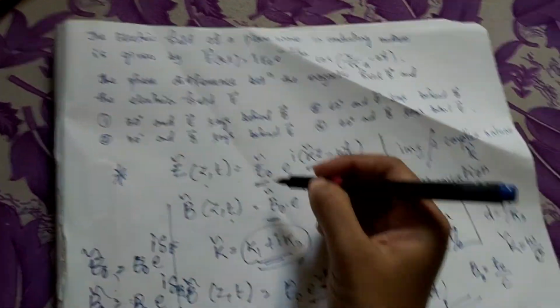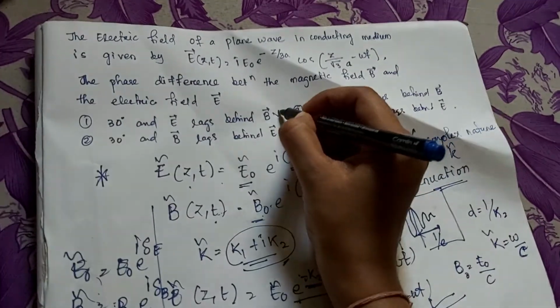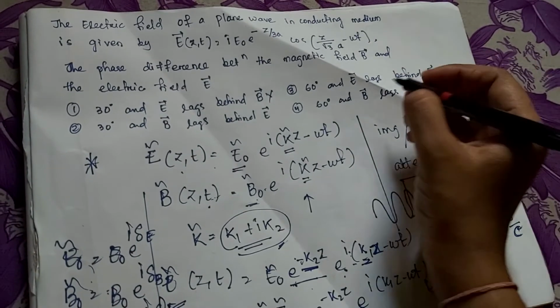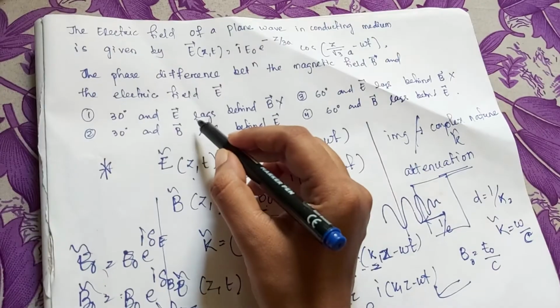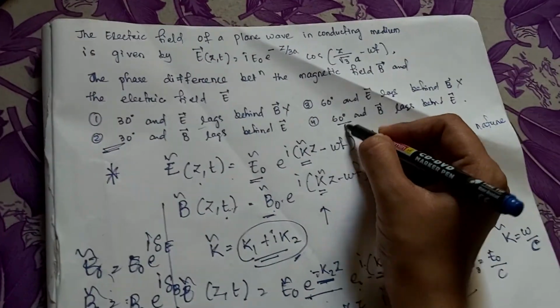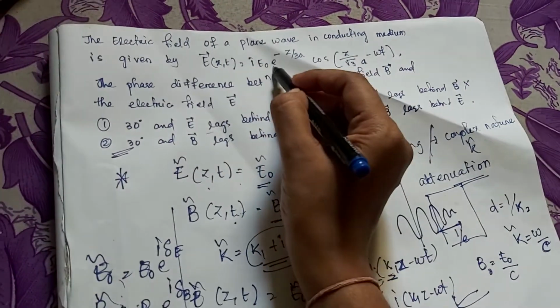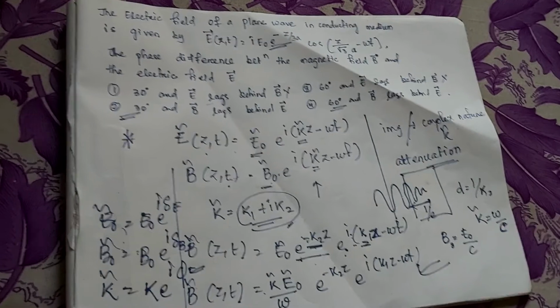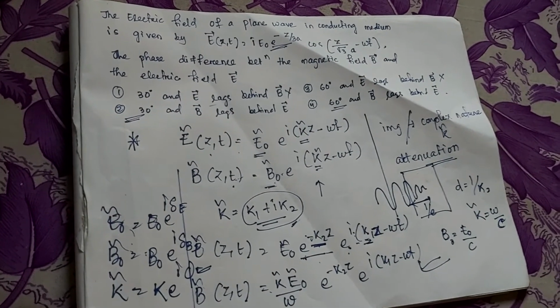So this is not my answer, and this is also not my answer, because here E lags behind B, and here also E lags behind B. So we have to choose between this one, and to find the angle we can use the formula tan inverse K2 by K1. Okay, so that's it.